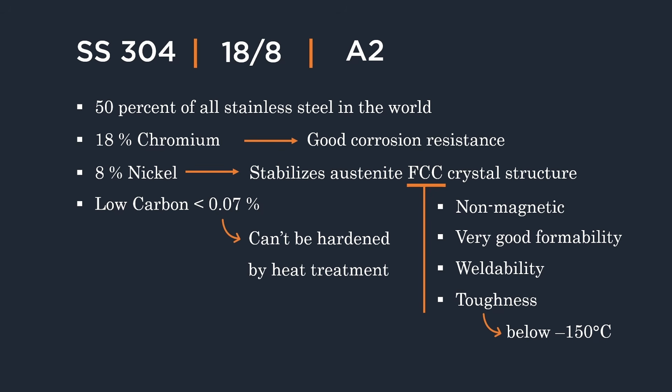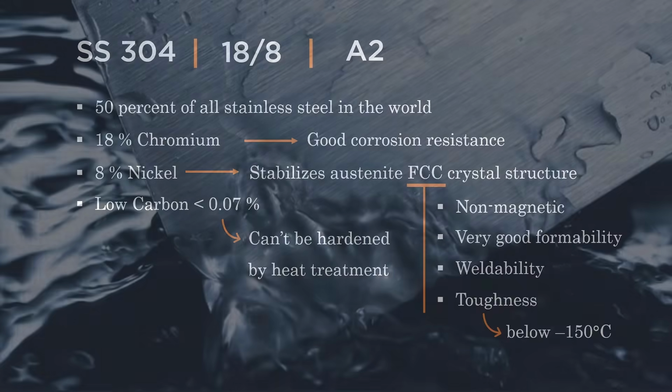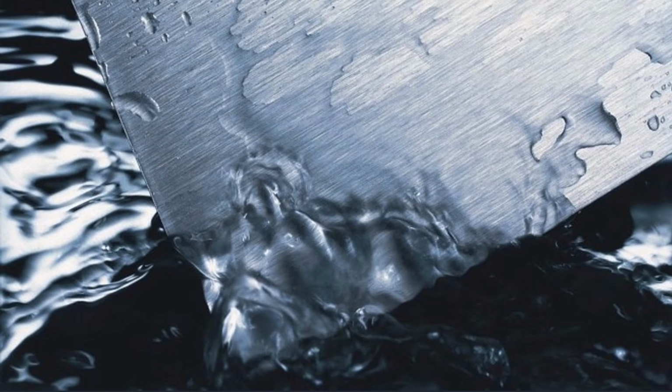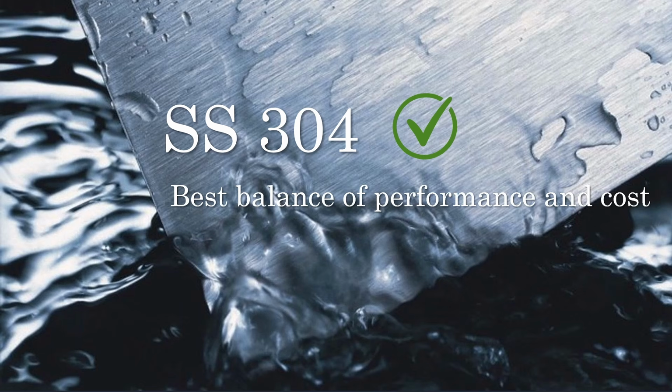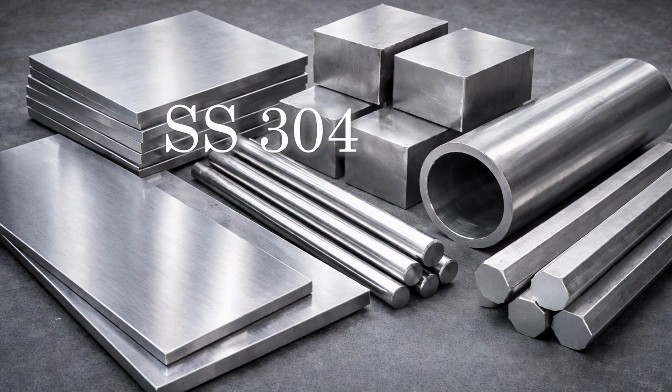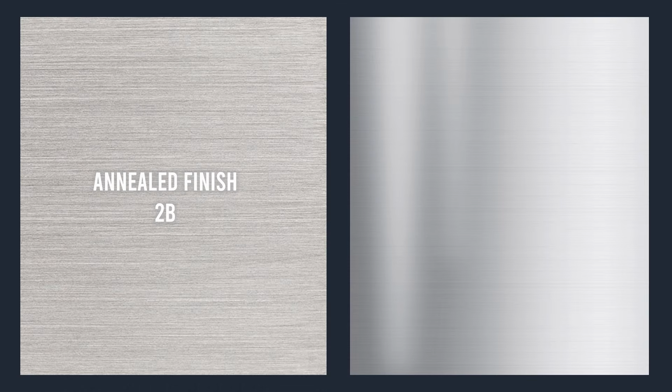Now, if we ignore the hardenability, in most normal corrosion environments 304 is our first choice because it keeps the best balance of performance and cost. It's also available in almost all shapes and sizes. Sheets mostly come with a 2B finish, and also a one-side mirror polished 8K finish.